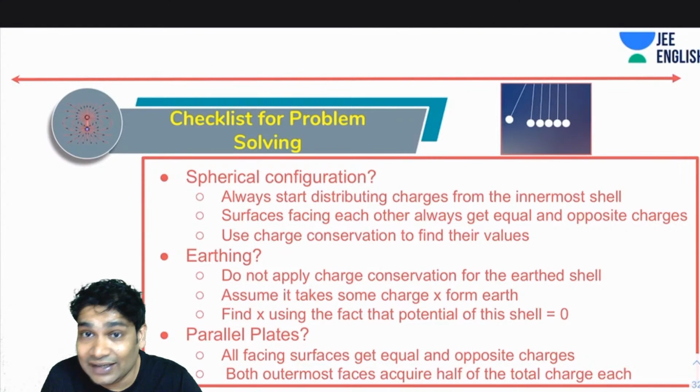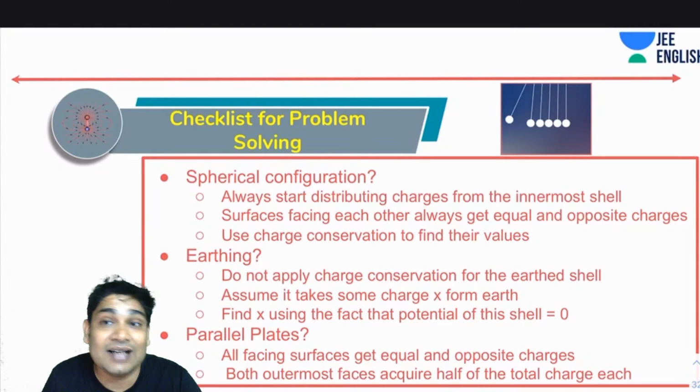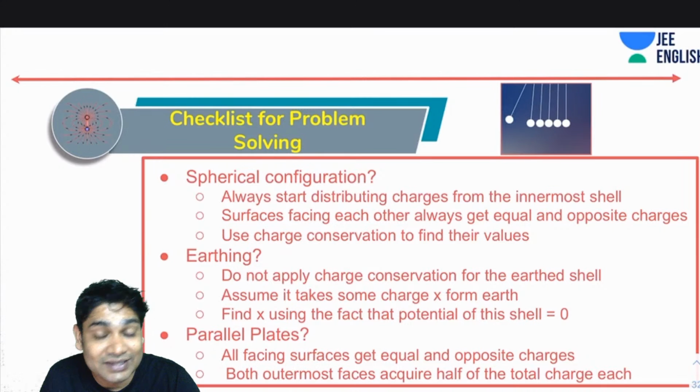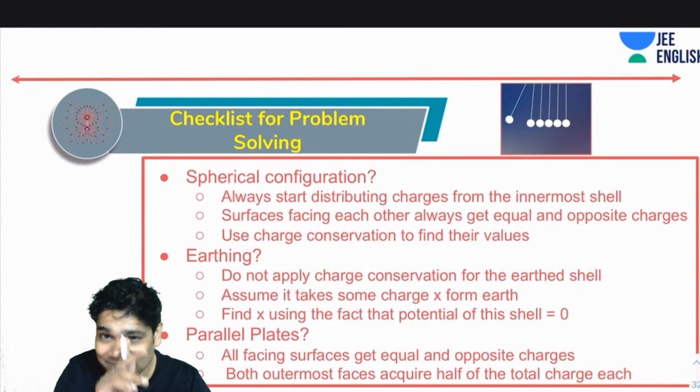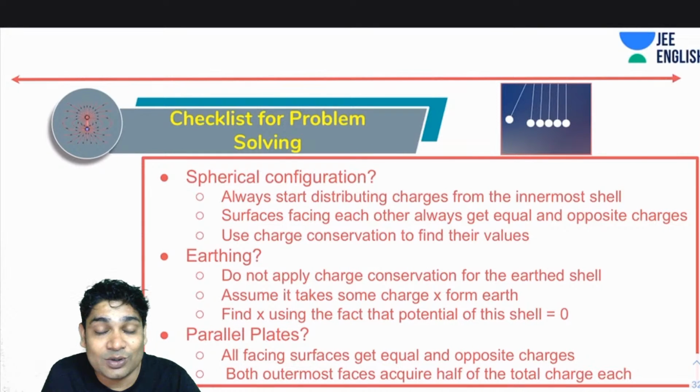Next, is there earthing? If there is earthing, then do not apply charge conservation for anything that has been earthed. Neither the shell nor the plate. Assume it takes some charge x from earth and find that x using the fact that potential would become 0. That is for the shells.